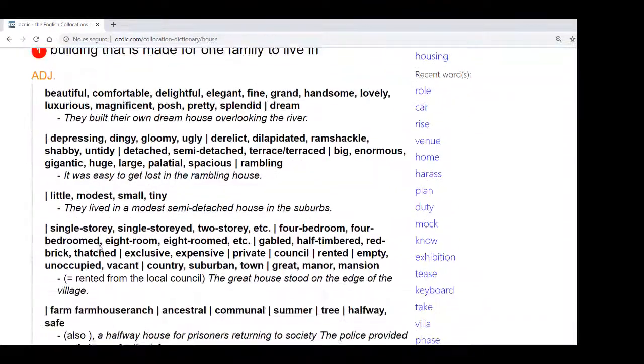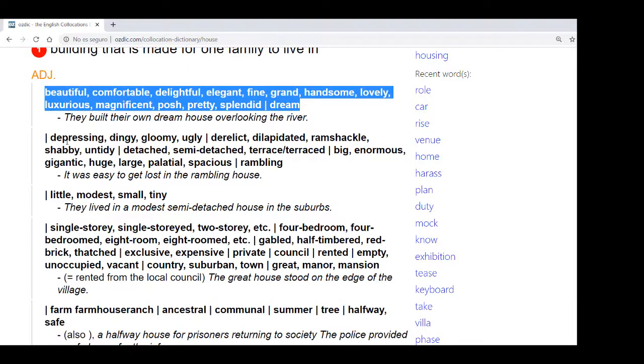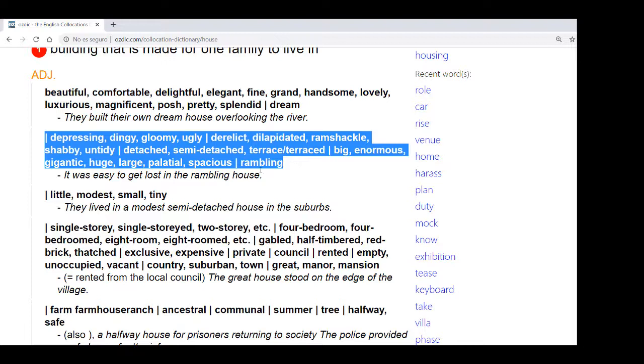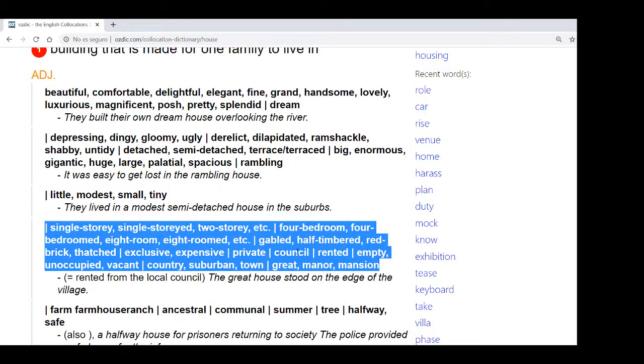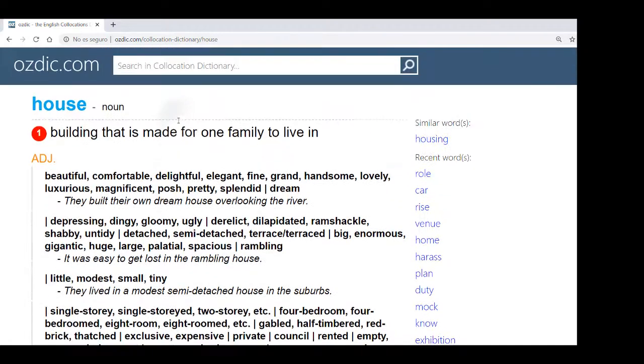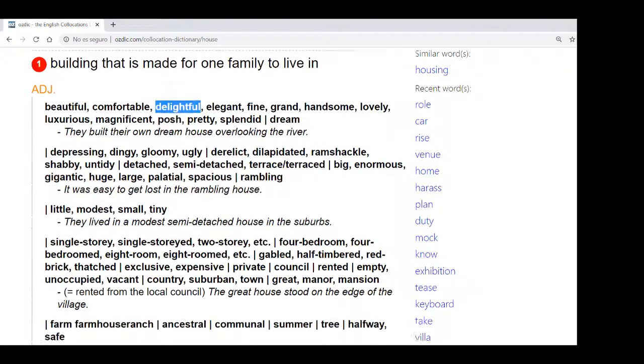Let's focus now on adjectives. As you can see, these adjectives have been grouped. This means that the adjectives that belong to each group convey meanings that are related but not necessarily full synonyms. So for example, if we focus on the first group of adjectives, we can find adjectives that are typically used to describe a house positively. That is the case of beautiful, comfortable, delightful.